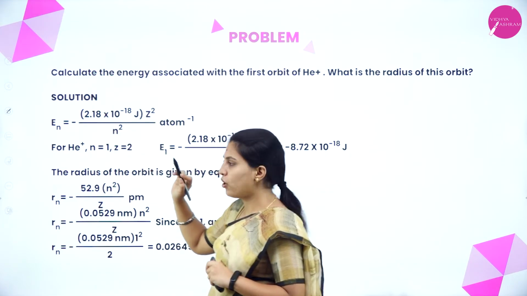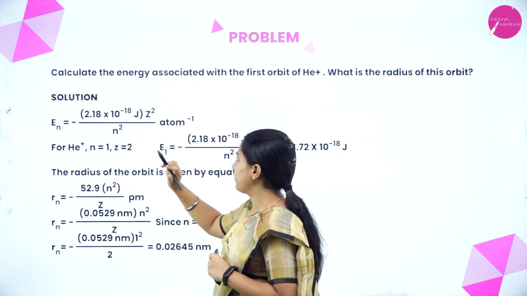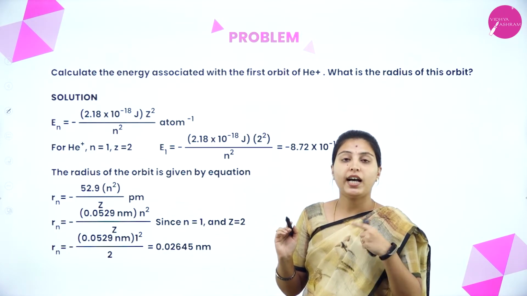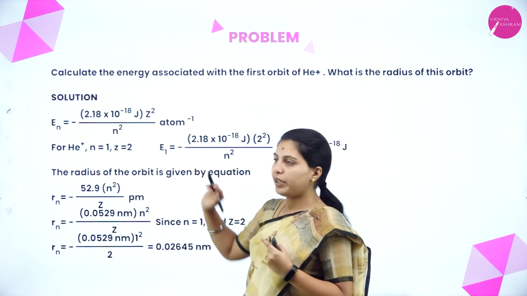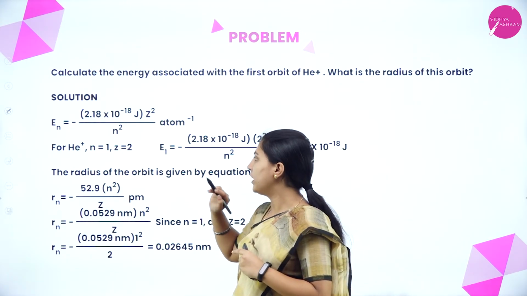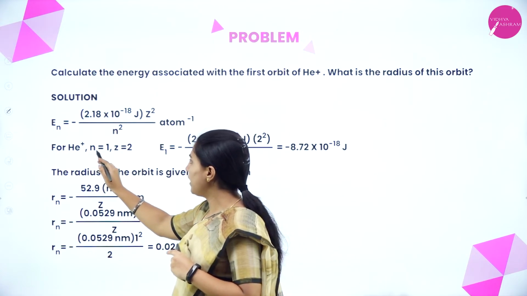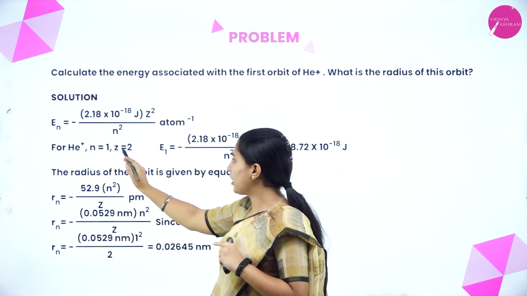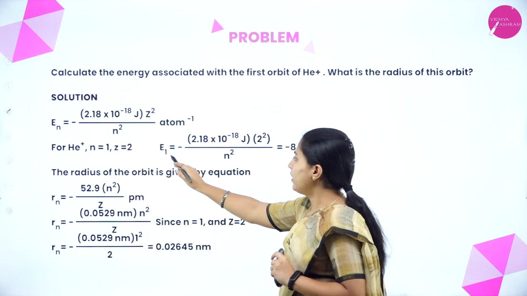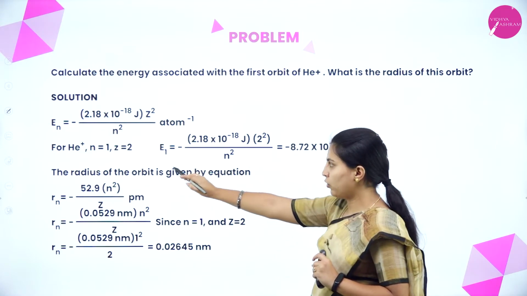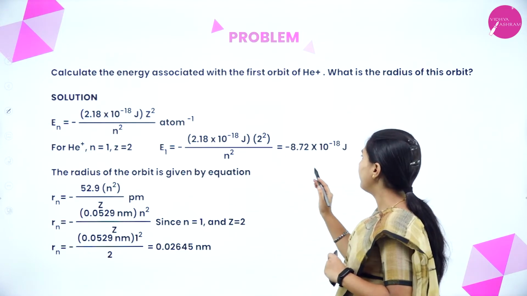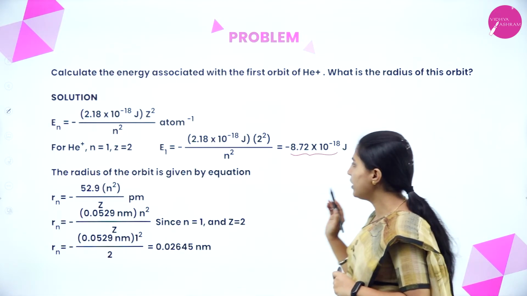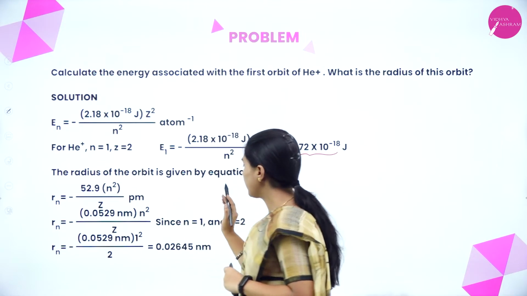This is the constant by n square, z square by n square. We have seen hydrogen-like atoms, the other formula by using atomic number. That formula we have used here. For He plus, n equals 1, z equals 2. That is, it will be in the first orbit, atomic number is 2. After substituting those things into the formula, we will get minus 8.72 into 10 to the power of minus 18 joules. The radius of the orbit is given by the equation.